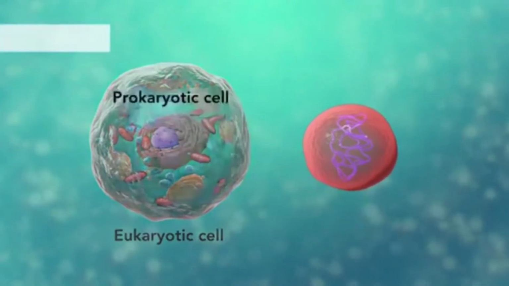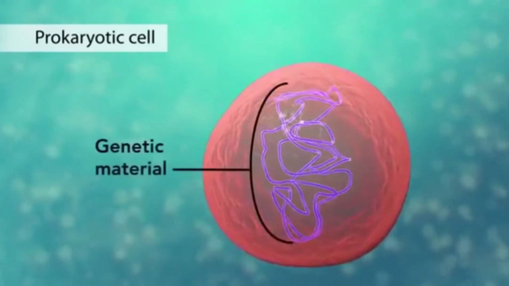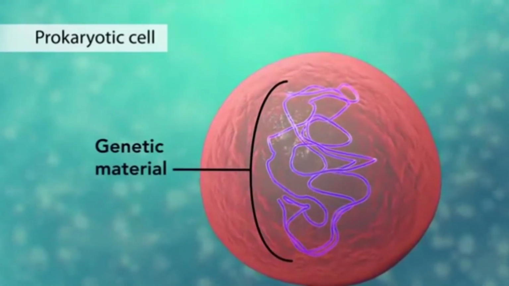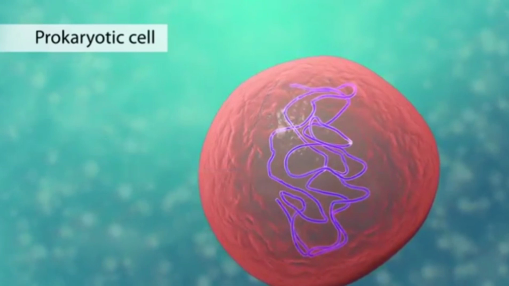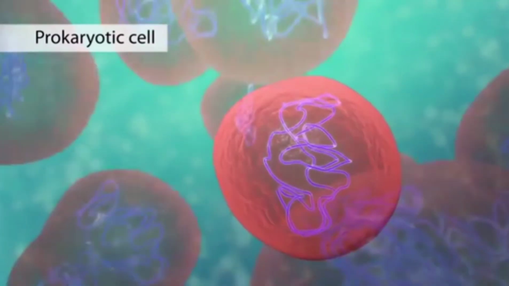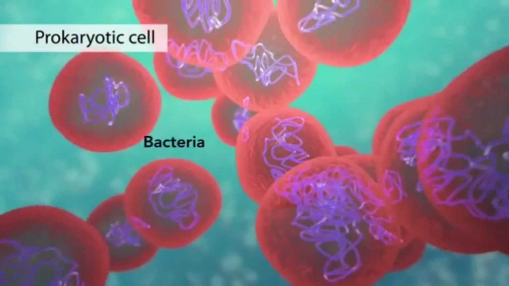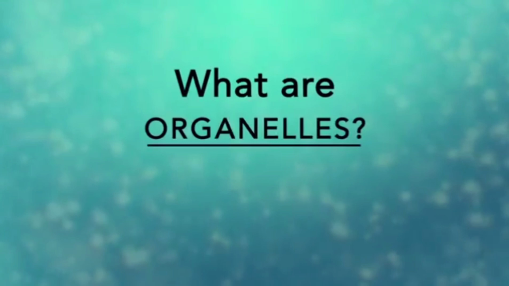The second category is the prokaryotic cell. Prokaryotic cells don't have a nucleus or membrane-enclosed organelles. They do have genetic material, but it is not contained within a nucleus. They are always unicellular, such as bacteria.